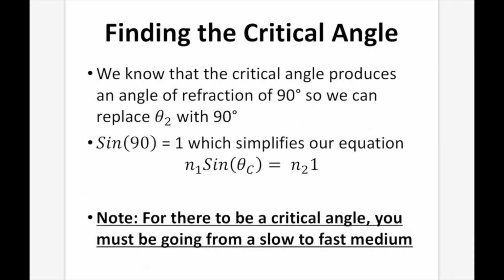We know that the critical angle produces an angle of refraction of 90 degrees. That's what we're told in our definition. So we can replace theta 2, or theta r, with 90 degrees. Sine 90 equals 1, which simplifies our equation even further.